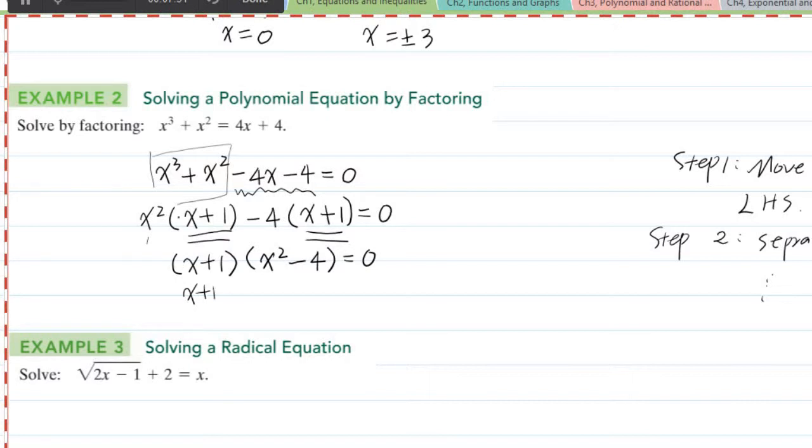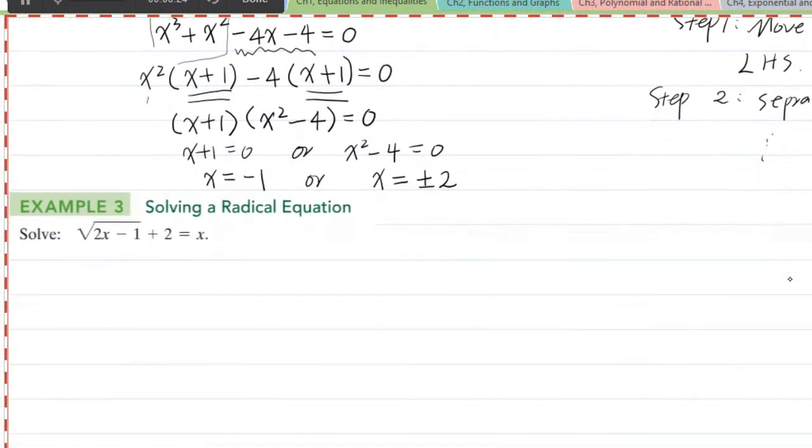So now what we have to do is set x plus 1 equals 0, or x squared minus 4 equals 0. I'm not going to spend too much time here. You can totally solve this. That will be x equal to negative 1, or in this case x squared equal to 4. You're going to take the square root of 4. You're going to have x equal to positive or negative 2. Okay, that's example 2. Let's go ahead and work on example 3.